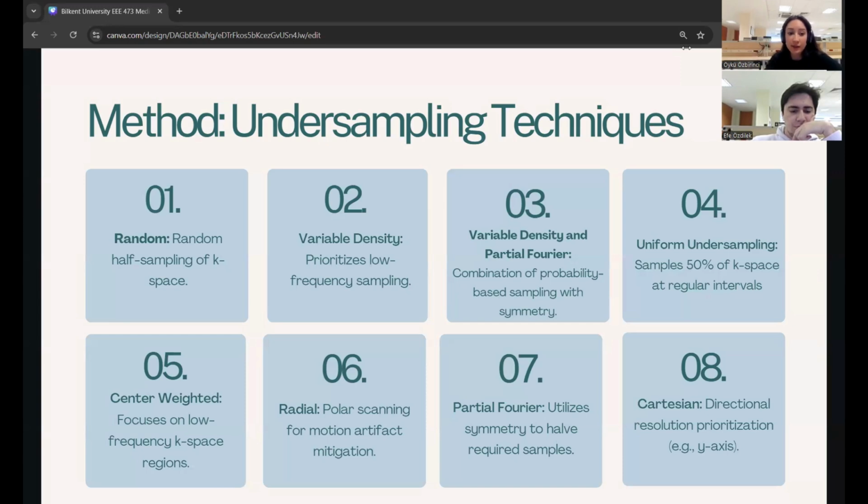The fifth one is center-weighted undersampling, which focuses on the low frequency k-space regions. And the sixth one is radial undersampling, which scans the polar coordinates for motion artifact mitigation. And the seventh one is partial Fourier technique, which utilizes symmetry in the domain to halve the required samples in the k-space. And the eighth technique is Cartesian, which uses directional resolution prioritization. We used, for example, the y-axis, but it could be applied to the x-axis as well.